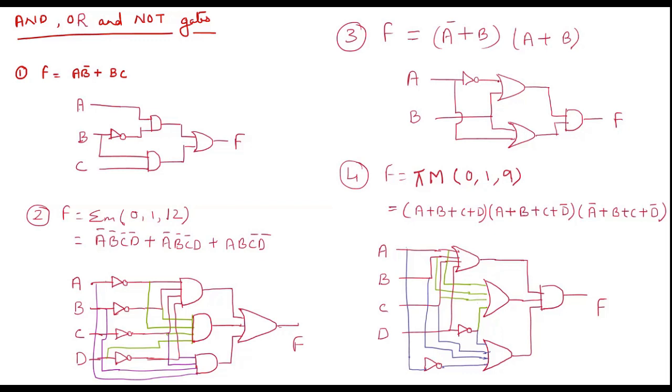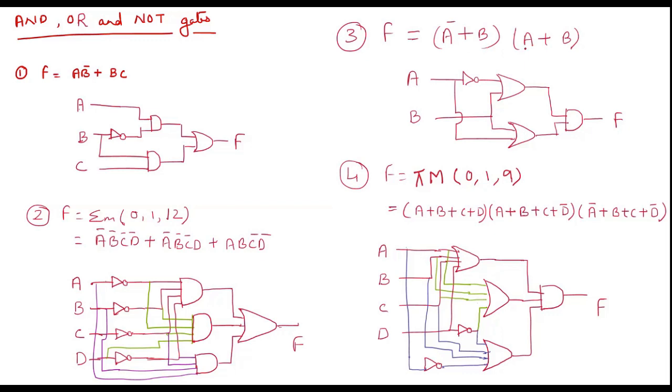Now I have taken an OR gate over here because this is product of sum. So to this OR gate I am giving B from one end, and from the other I am giving A complement. So I am getting over here A complement plus B. Similarly over here I am getting B from here and A from here, so I am getting A plus B, and then it is ANDed together.